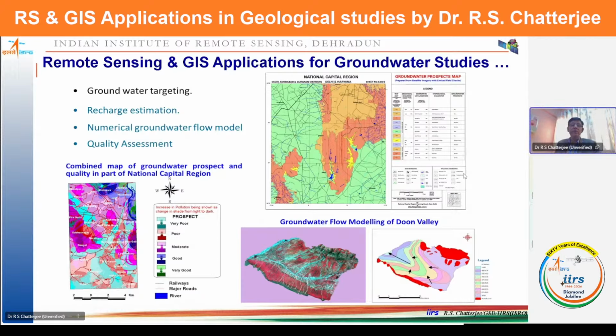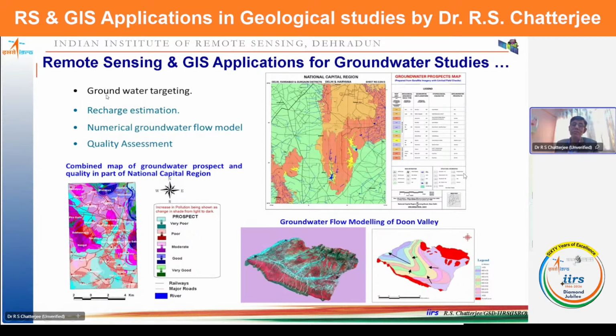So to begin with, groundwater related applications. The first is groundwater prospecting or groundwater targeting, where groundwater availability is high, where groundwater availability is not there. Okay, and qualitatively we can say that here groundwater is available at shallow depth or huge groundwater may be available, and somewhere we can say that limited groundwater is available. So those kinds of things you can do.